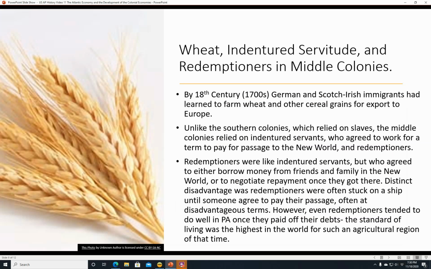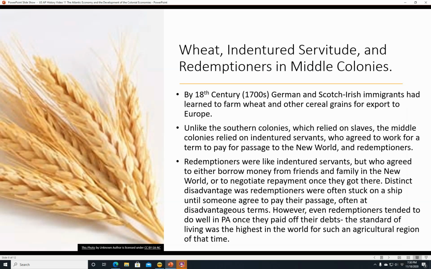Wheat, indentured servitude, and redemptioners in the middle colonies. By the 18th century, the 1700s, German and Scotch-Irish immigrants had learned to farm wheat and other cereal grains for export to Europe. Unlike the southern colonies, which relied on slaves, the middle colonies relied on indentured servants who agreed to work for a term to pay for their passage to the New World, and they also relied on redemptioners, who were a little bit different from indentured servants.